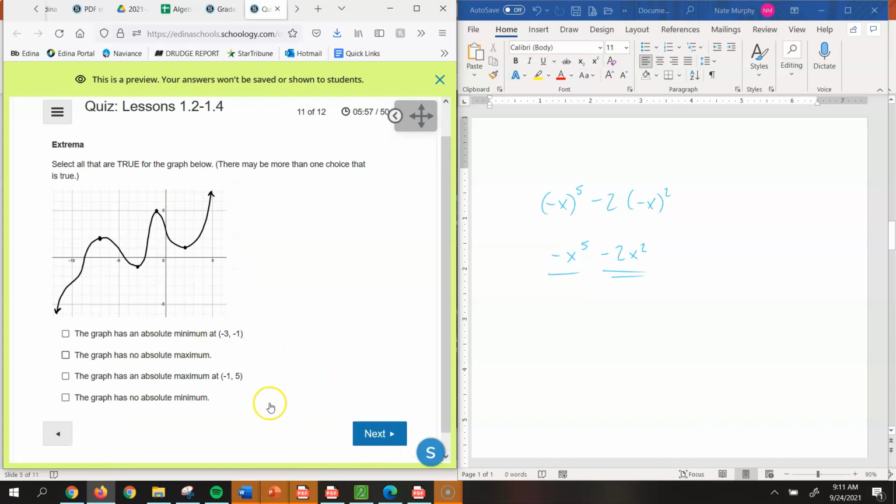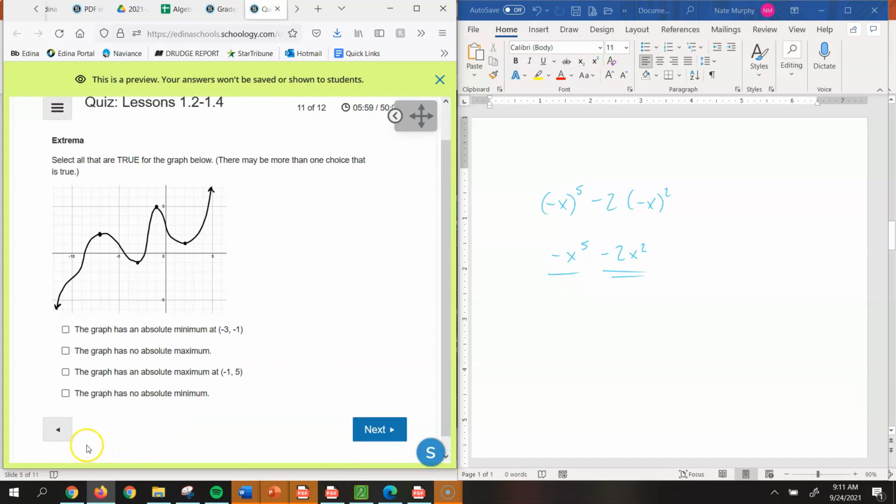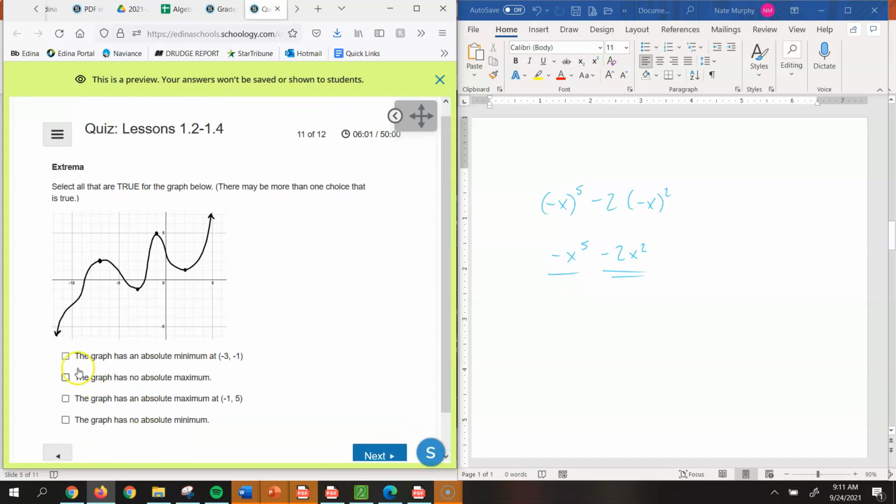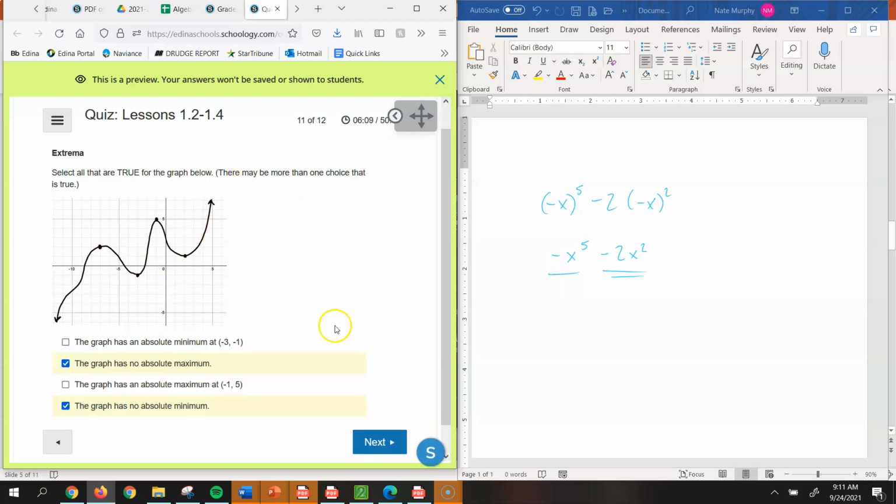And lastly, for this one, it has no absolute maximum and no absolute minimum. So there are no absolutes because it goes infinitely up and infinitely down. So there's no highest point where it changes direction, and no lowest point where it changes direction and comes back up again, because it goes infinitely up and infinitely down.